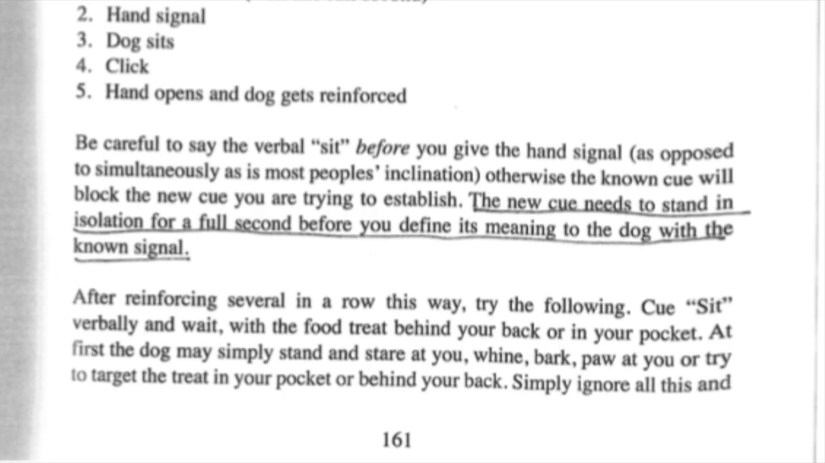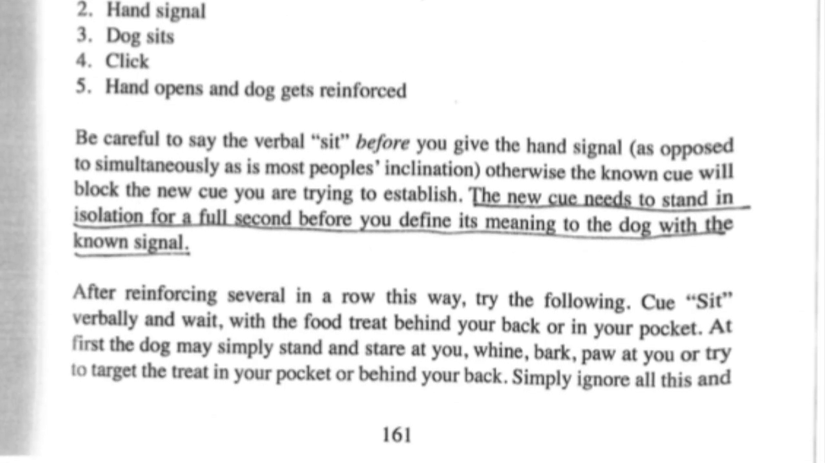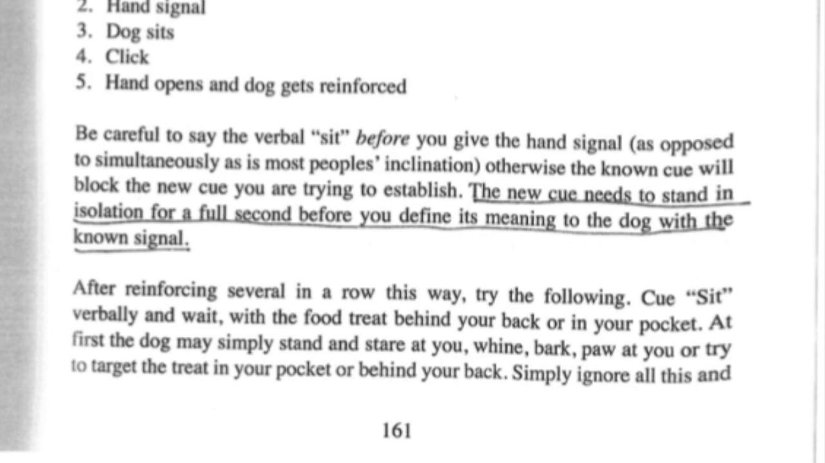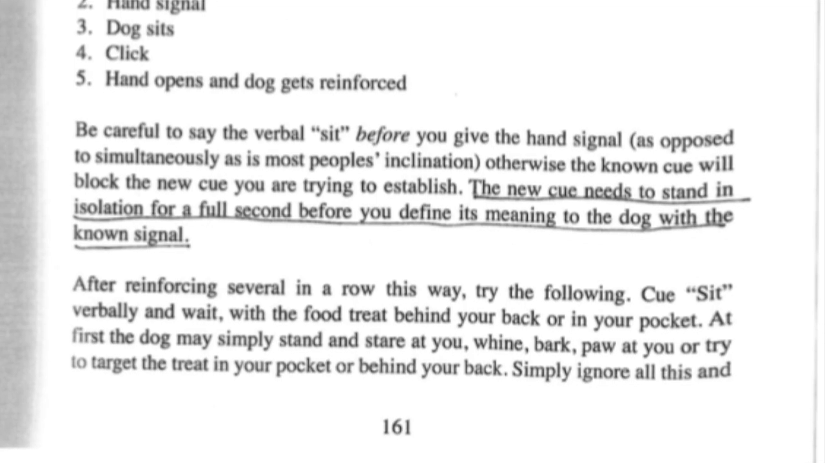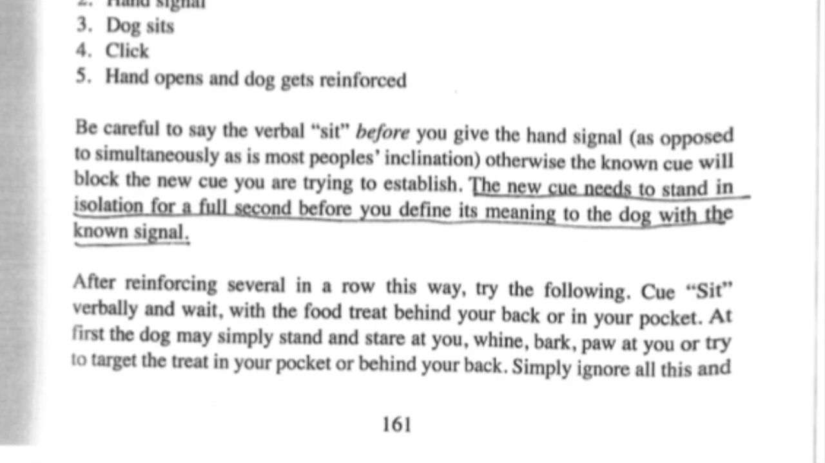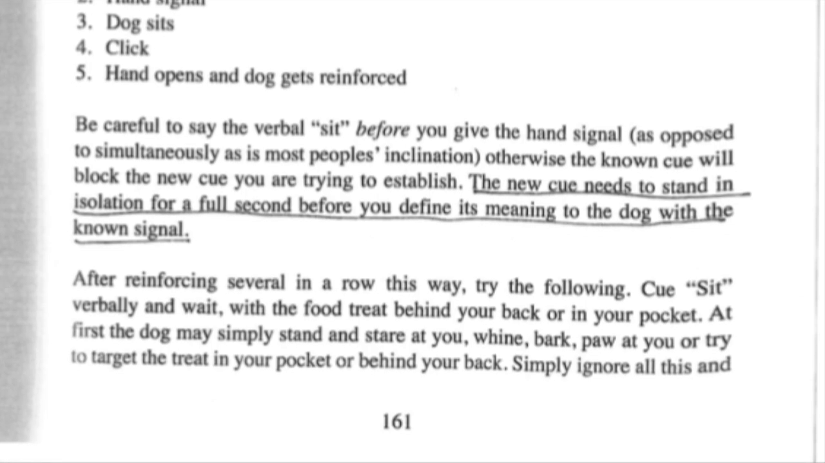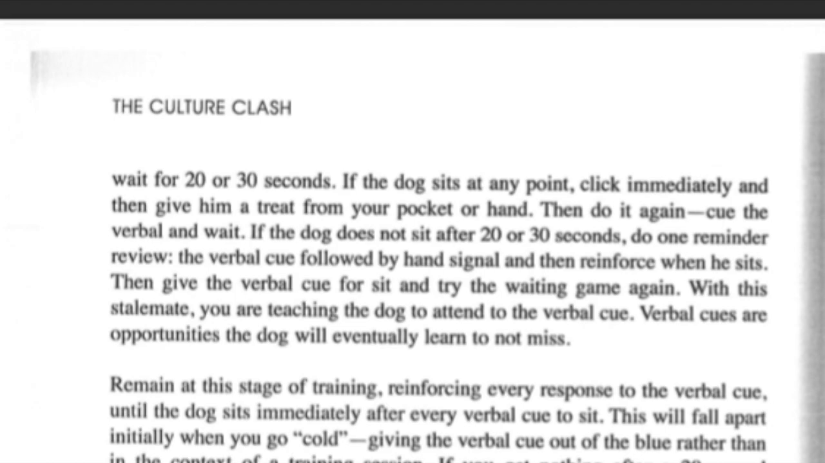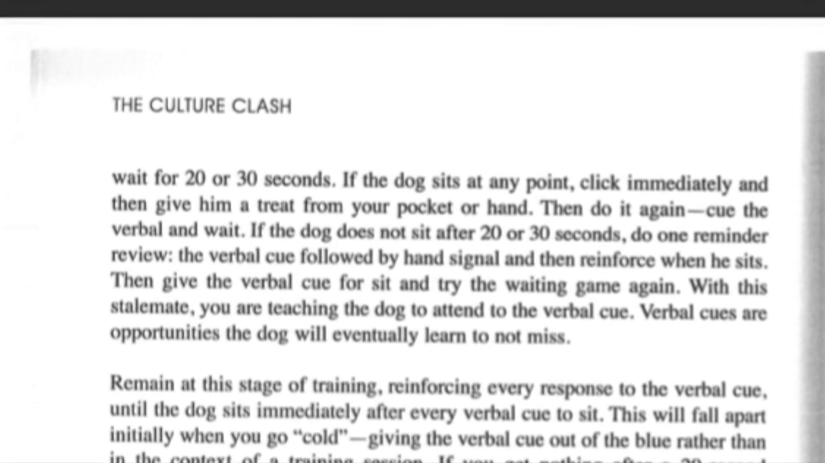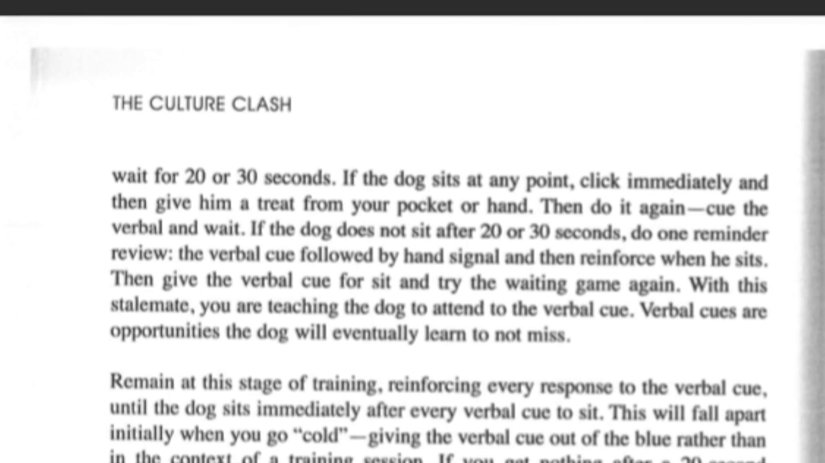Cue sit verbally and wait, with the food treat behind your back or in your pocket. At first, the dog may simply stand and stare at you, whine, bark, paw at you, or try to target the treat in your pocket or behind your back. Simply ignore all of this and wait for 20 or 30 seconds. If the dog sits at any point, click immediately and then give him a treat from your pocket or hand.